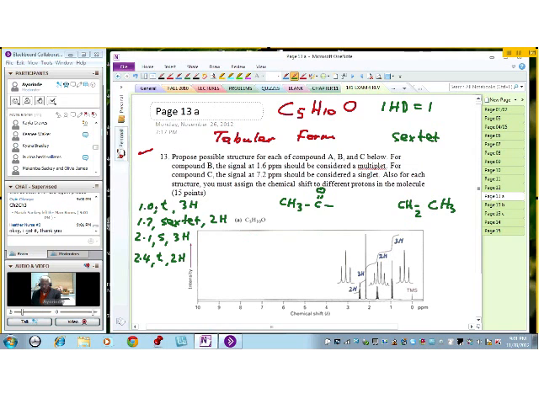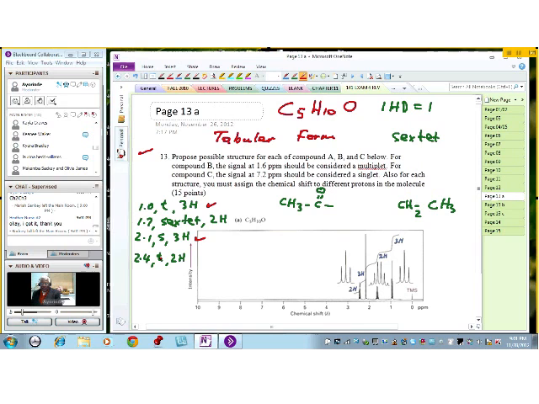Okay. So now we have 1.0 triplet, 3 hydrogen. So I would say we have this relationship here. So now I have taken care of this in a way, and I have also taken care of this. Now I need to take care of only this here and this here. And what do I have here?